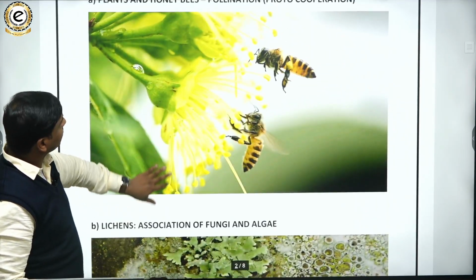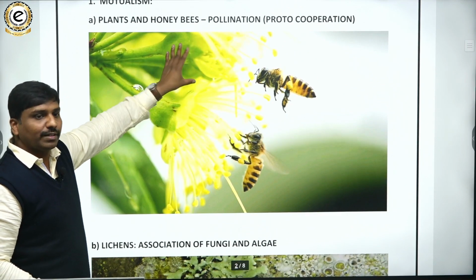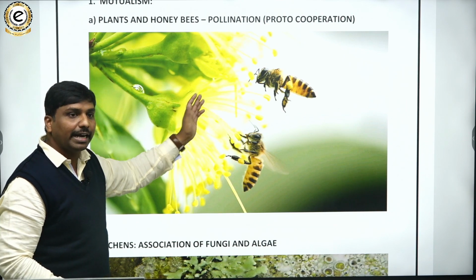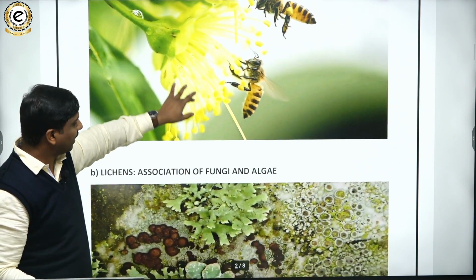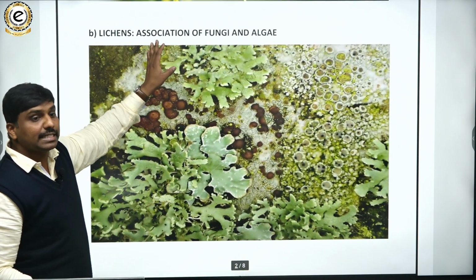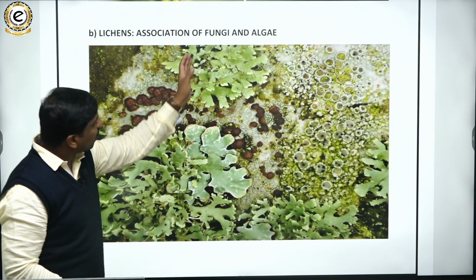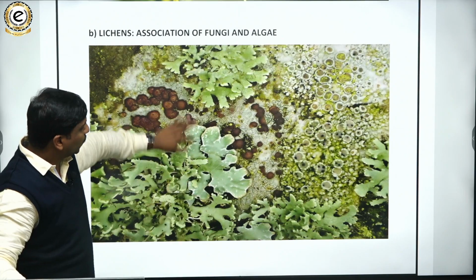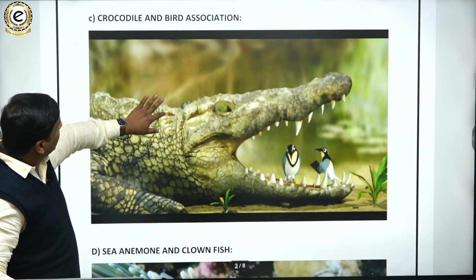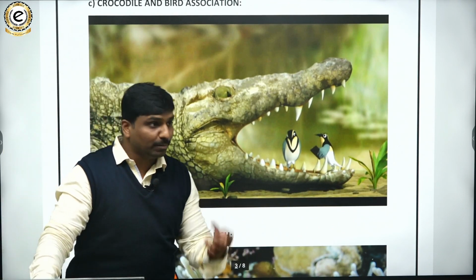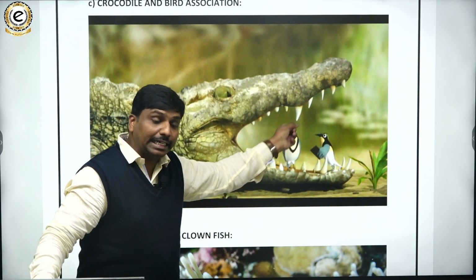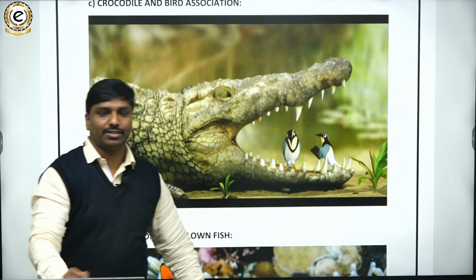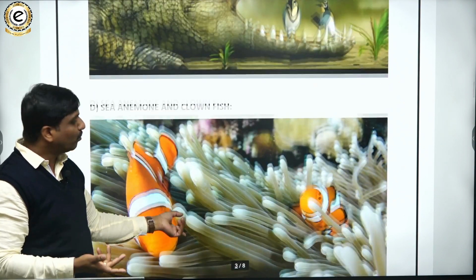For example, honeybees and pollination is a kind of mutualism. It is getting nourishment and it is getting the pollination. Lichens are another kind of mutualism: algae and fungi live in close association, and both get benefited. Then crocodile and bird association. Usually birds will stay in the mouth of crocodiles. Birds will clean up the leeches, and the crocodile provides protection as well as nutrients. So that is mutualism. Both of them are getting benefited.